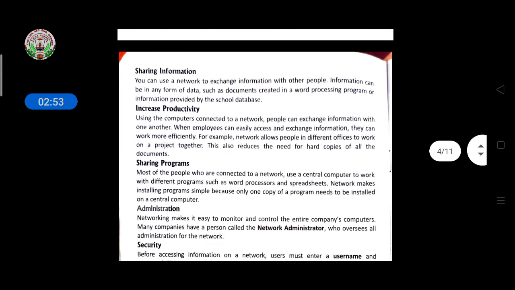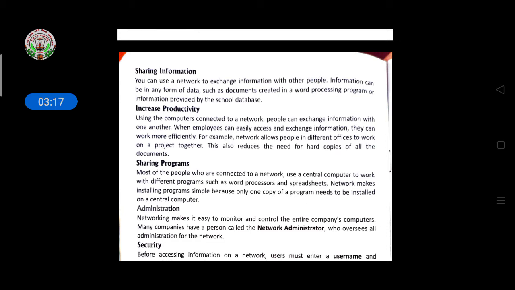Then sharing information. You can use a network to exchange information with other people. Information can be of any form of data, such as a document created in a word processing program, or information provided to a school database. Sharing information means if your computer is connected in network mode, you can easily share your data with your friends, or your colleagues.